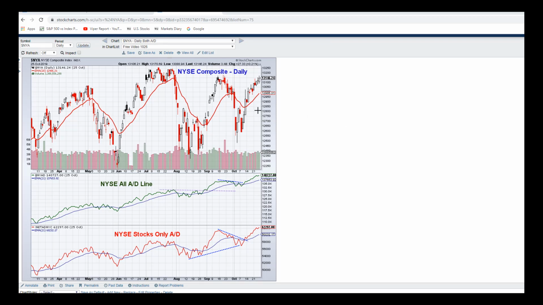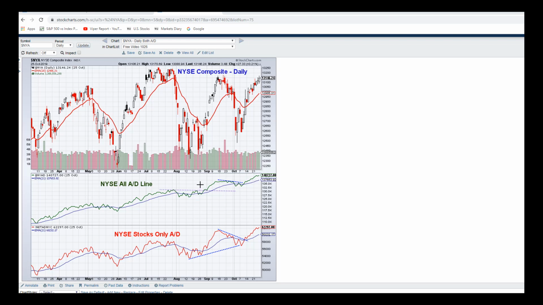The stock market closed strong on October 25th. This is a chart of the NYSE Composite and its AD lines. You can see they have the NYSE All AD line, that's all issues. It staged a breakout here by moving through this downtrend a couple days off the lows in early October. It still looks very strong, well above its moving average.